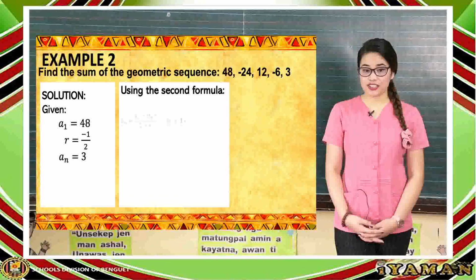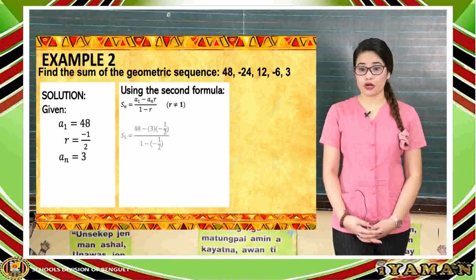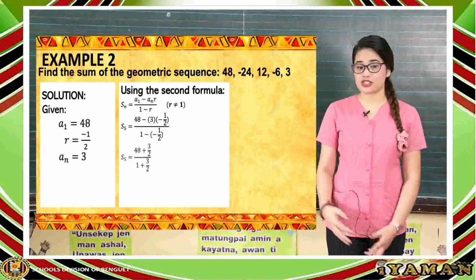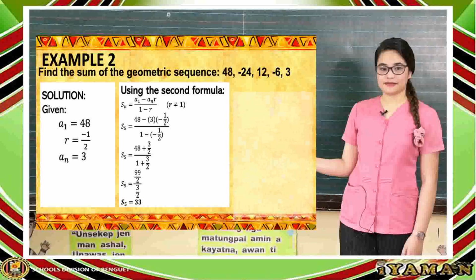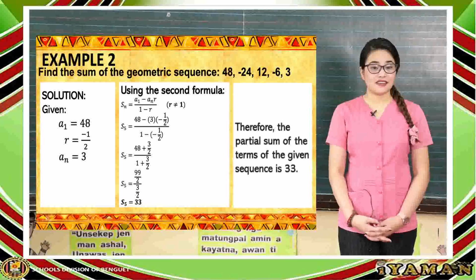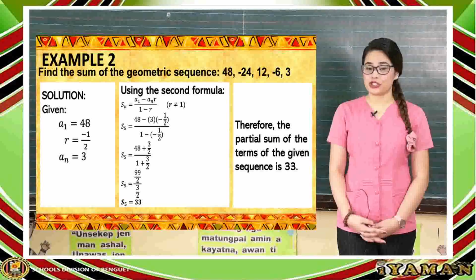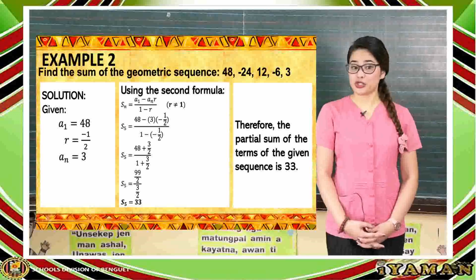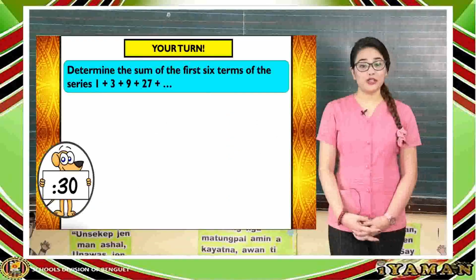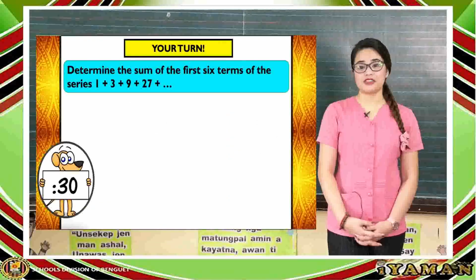Okay, substitute the given, then simplify or perform the indicated operations in the formula. Thus, the partial sum of the terms of the given sequence is 33. This time, it's your turn. Determine the sum of the first 6 terms of the series.